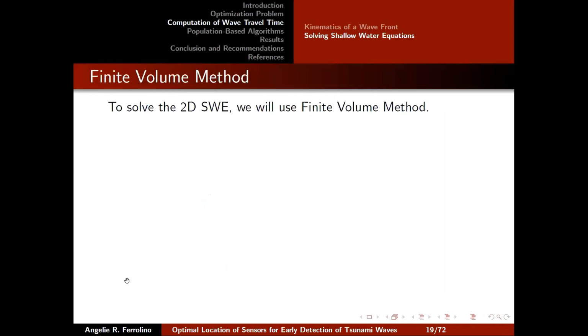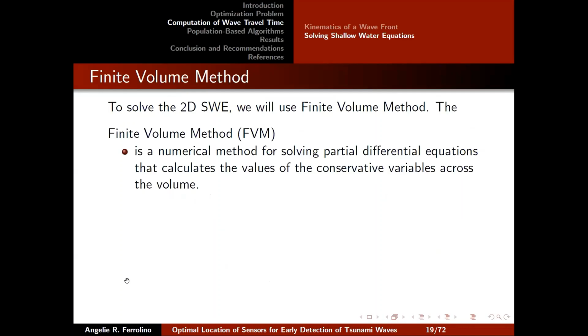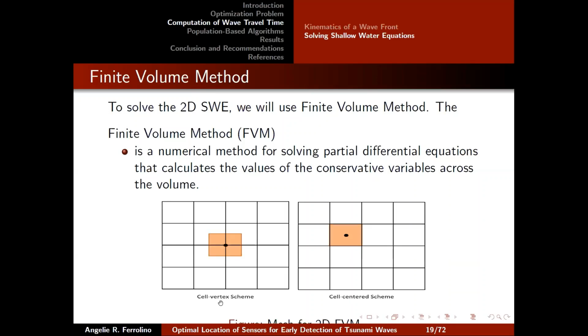Now, to solve the 2D nonlinear shallow water equations, we will use the finite volume method. The finite volume method is a numerical method for solving partial differential equations that calculates the values of the conservative variables across the volume. As an illustration, if the conservative variables are defined at the black points, then the corresponding orange square is its volume.